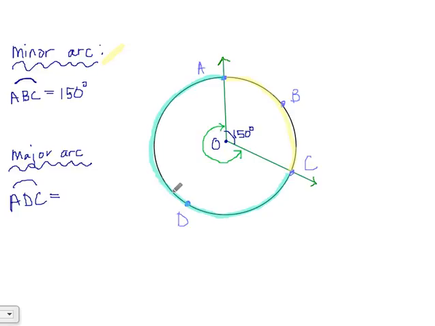So if 150 degrees are being taken up by that angle AOC, then if we take 360 and subtract 150, that's going to give us the measurement of the exterior of angle AOC, which would also mean that the arc of ADC is going to be 210 degrees. So keep in mind that a circle has a total of 360 degrees. That'll help you with finding a lot of the measurements.